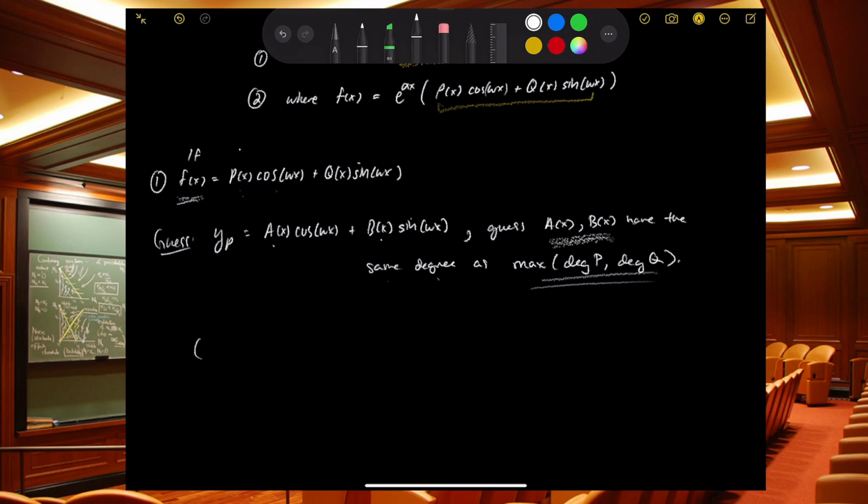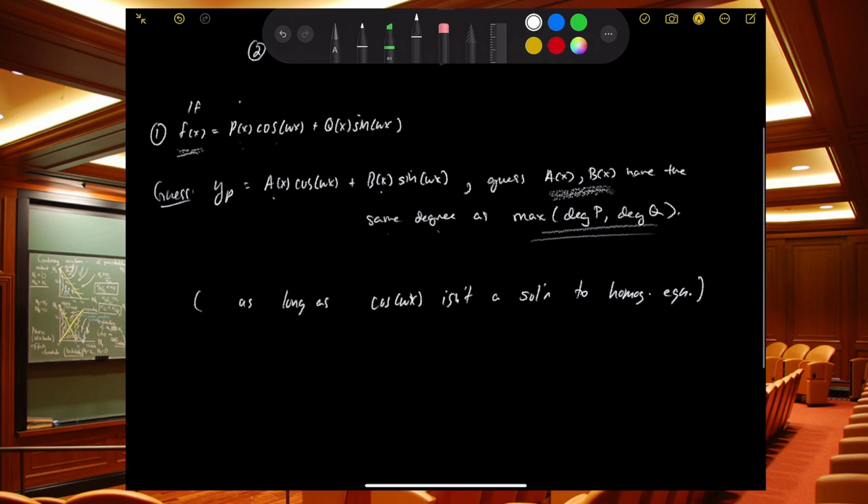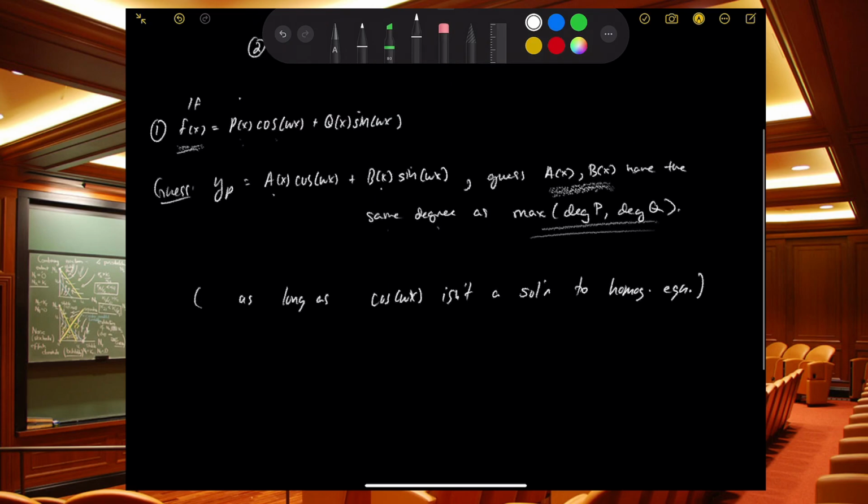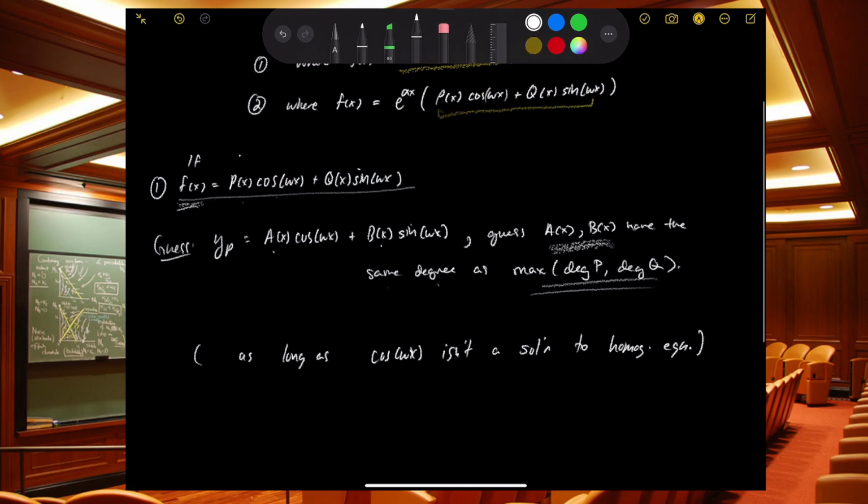And then there is a caveat here, as long as cos omega x or sine omega x isn't a solution to the homogeneous equation, which we looked at in 5.2, 5.3. All right. So if this is the forcing function, this is our guess, and then we can go through with that substitution and figure out what A and B must have been, right?